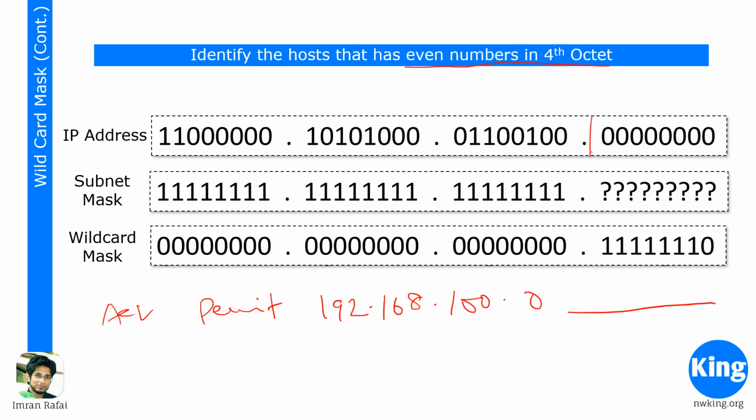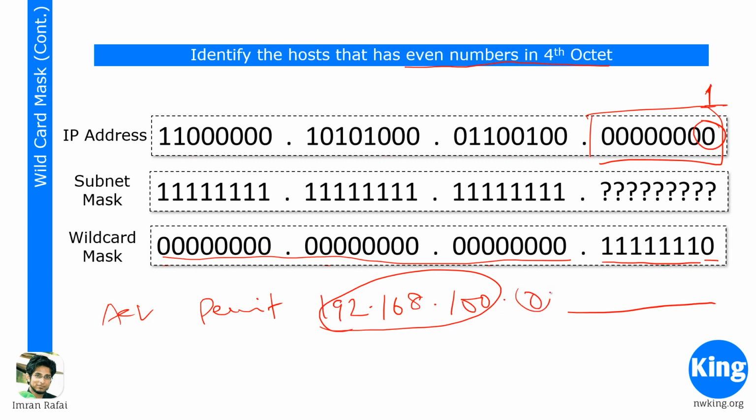Let's say we are only talking about the 4th octet now, right? If the 4th octet number has to be an even number, the last bit has to be a 0. If it's a 1, it will always be an odd number. And since this is /24, we are trying to match only the 4th octet for even numbers. So we say I just have to match the first 3 octets, 192.168.100, and the first 7 bits of the 4th octet I don't care. But the last bit I care about again.